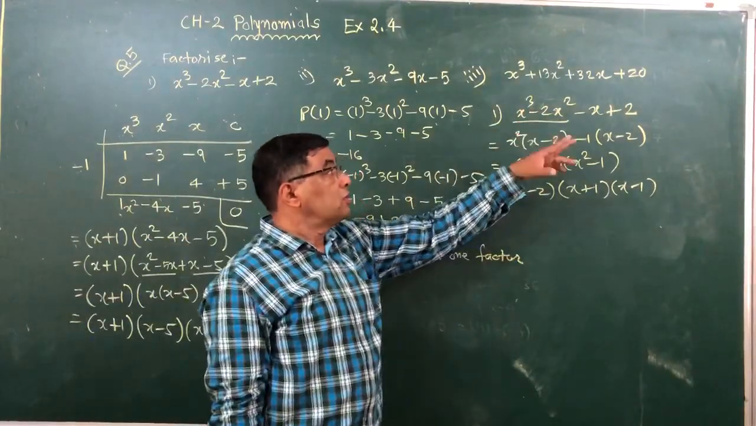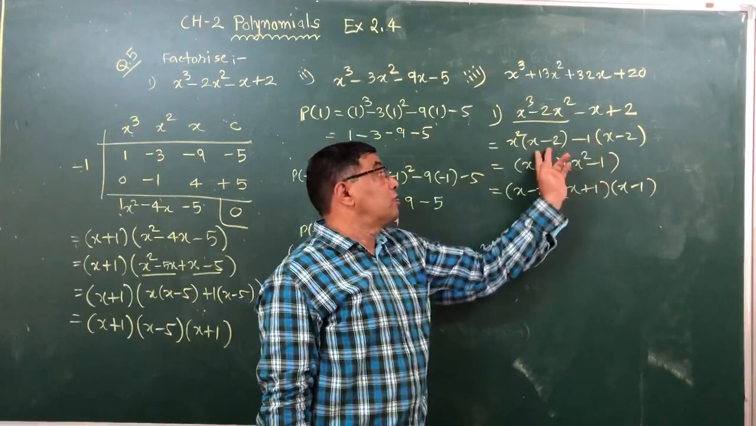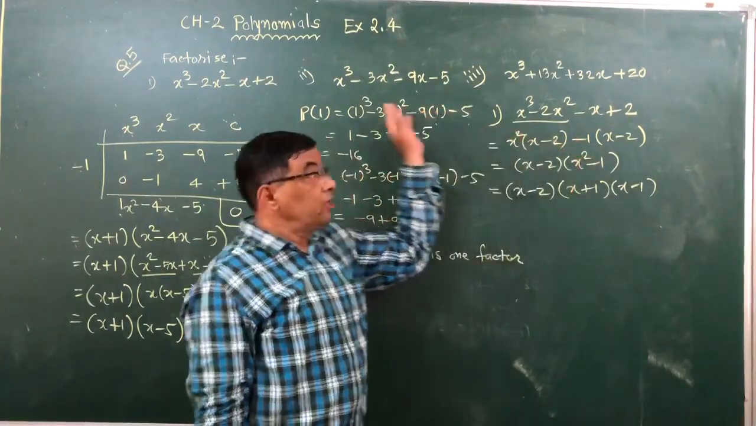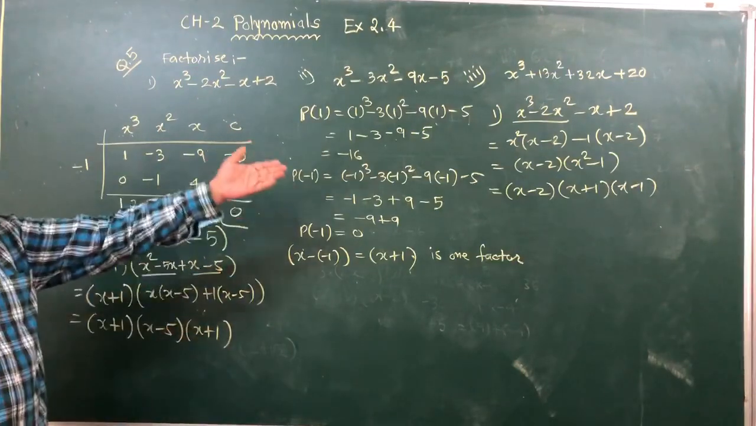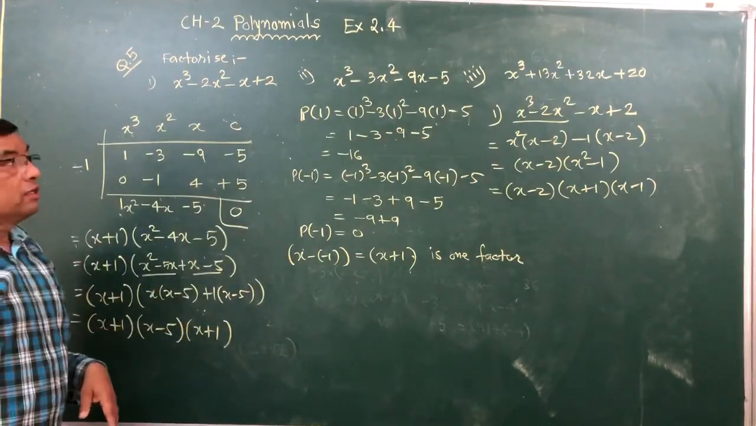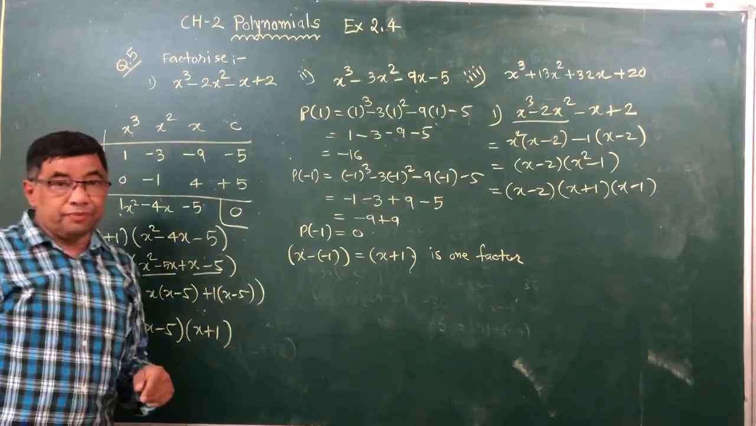So see the sum first. If after taking common, the two brackets are the same, then no need to go for this long method. Directly find out the factors. Now we see the third question.